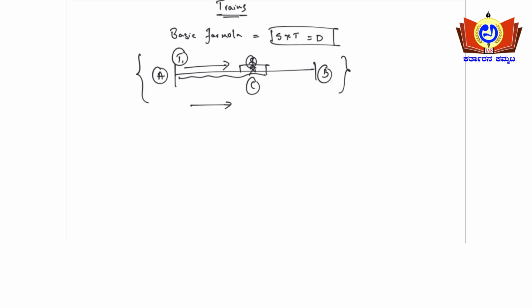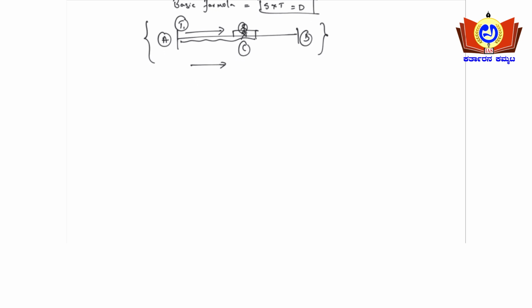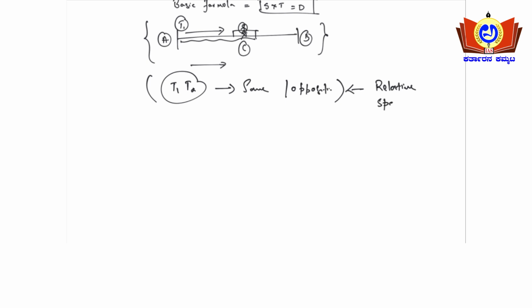And the second set of questions you will encounter is two trains traveling, T1 and T2, in the same direction or opposite direction. Here you need to apply the relative speed concept.